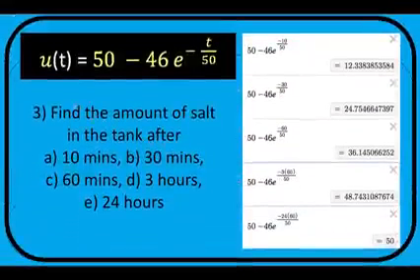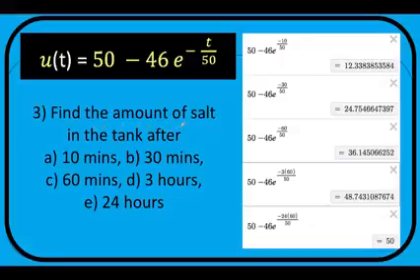Then let's answer now problem number 3. Find the amount of salt in the tank after 10 minutes. So all we have to do is, using the function that we already computed, substitute the time for t. And so if t is 10 minutes, we have 50 minus 46e raised to, copy this negative sign, and then replace t by 10 minutes over 50. And that gives us 12.34 kilograms. And for letter B, this gives us a value of 24.75 kilograms.